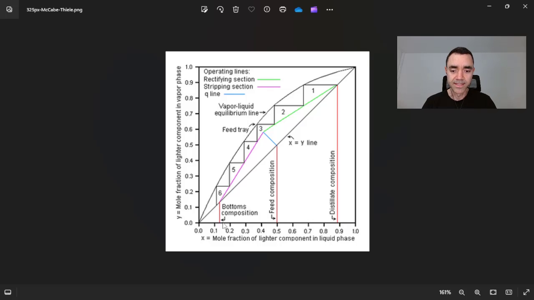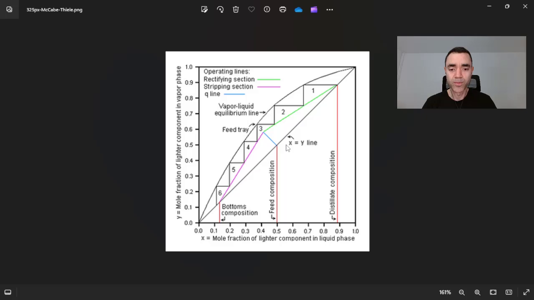We have here the desired conditions in the bottom and the desired condition in the top. We have here the stripping line of the column, that is the line below the feed. So here we have the stripping line, and at the top or above the feed we have the rectifying line. We already talked about that. And we have here the vapor liquid equilibrium line. This is our limitation for defining the minimum reflux ratio.